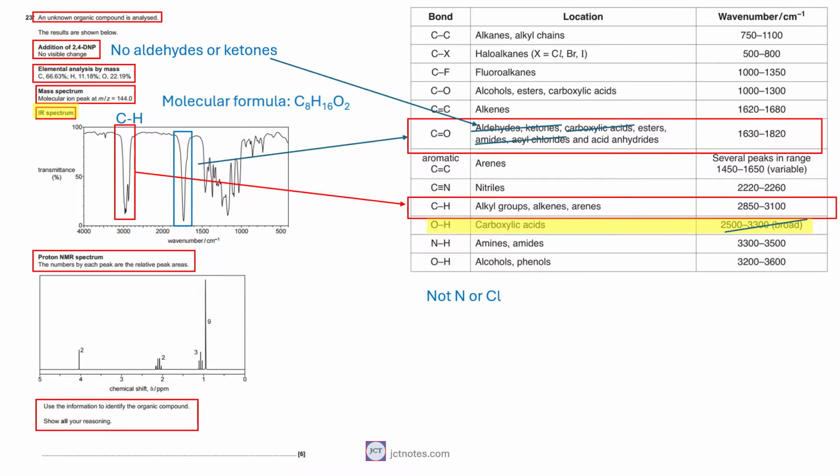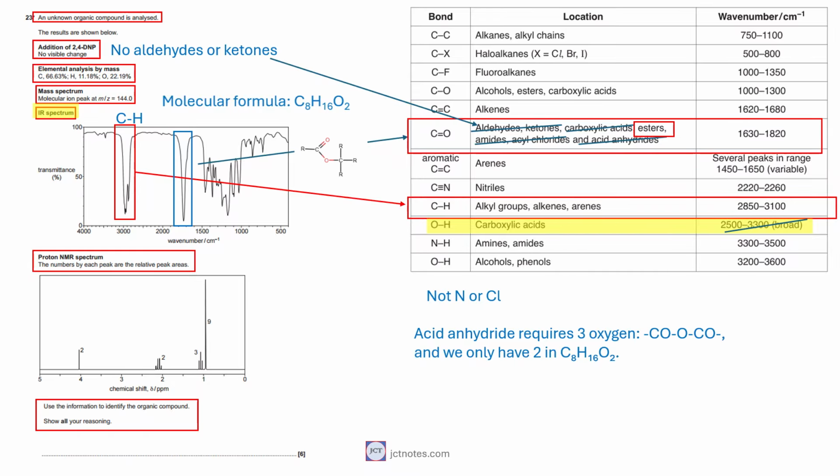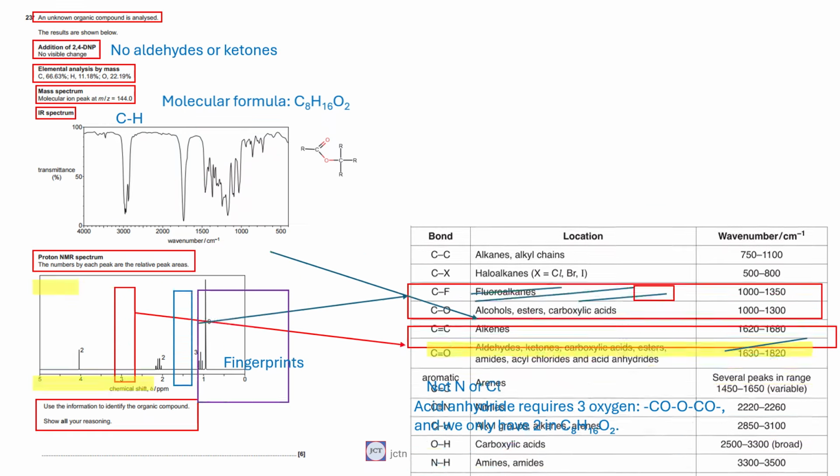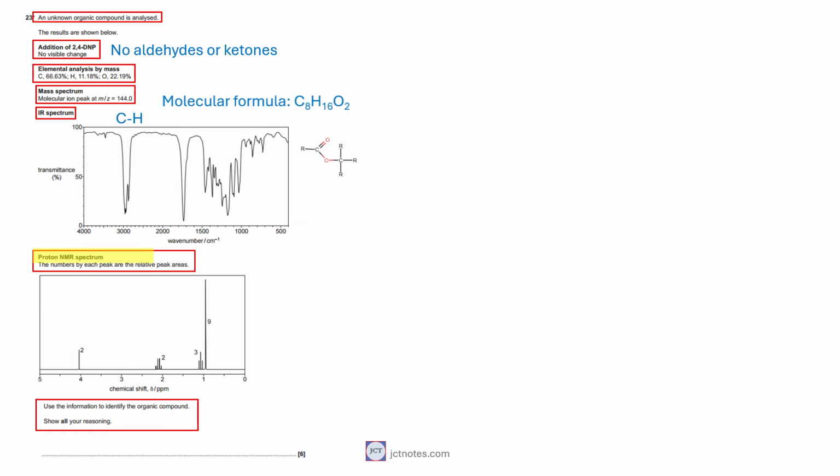As we don't have nitrogen or chlorine, we can discard amides and acyl chlorides. As the molecular formula has only 2 oxygens, we can discard acid anhydrides that contain 3 atoms of oxygen. The only option left is an ester, which is compatible with 2 atoms of oxygen. The peaks below 1500 reciprocal centimeters are considered fingerprints. We move now to the proton NMR spectrum.